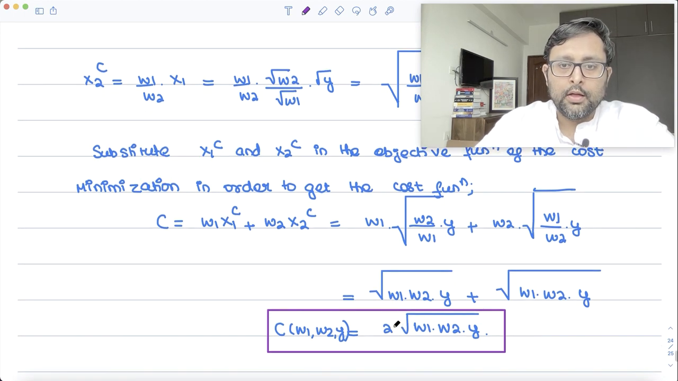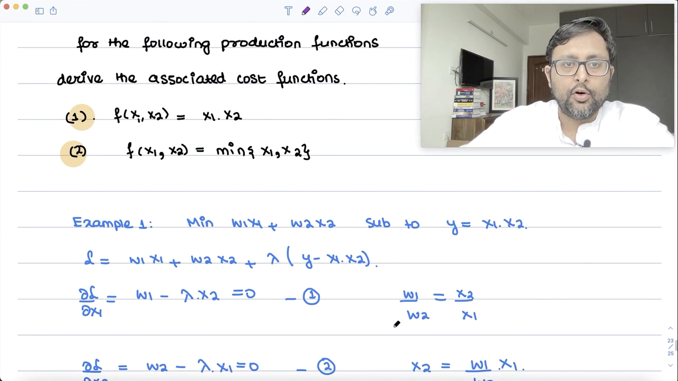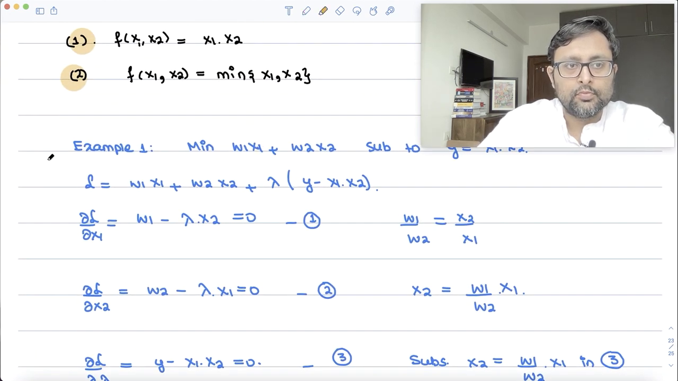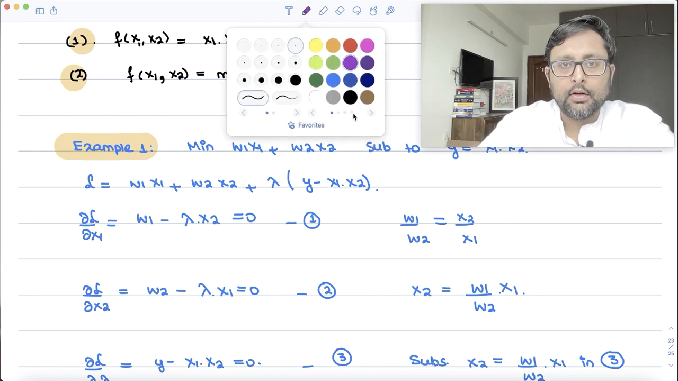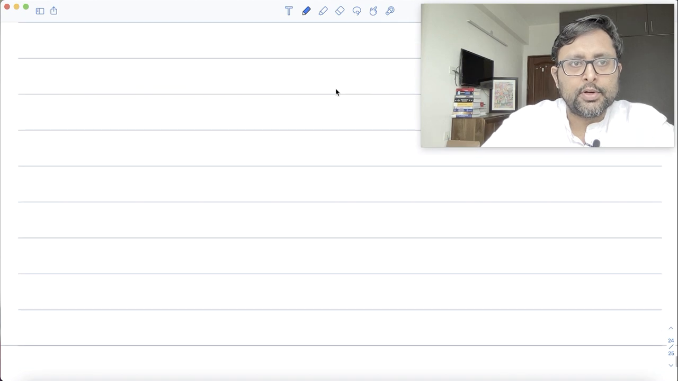Okay. Now what about this function? F of x1, x2, which is min of x1, x2. So example 2. This was your example 1. Let us look at example 2.